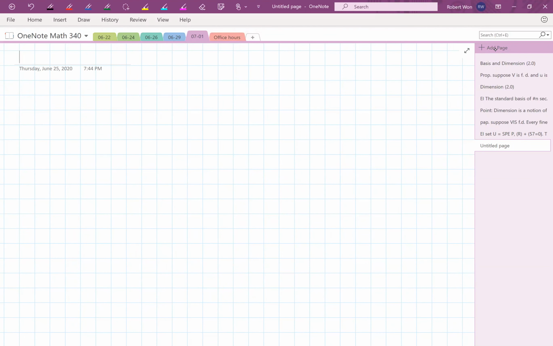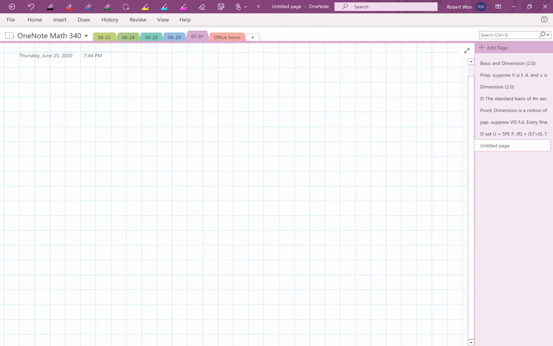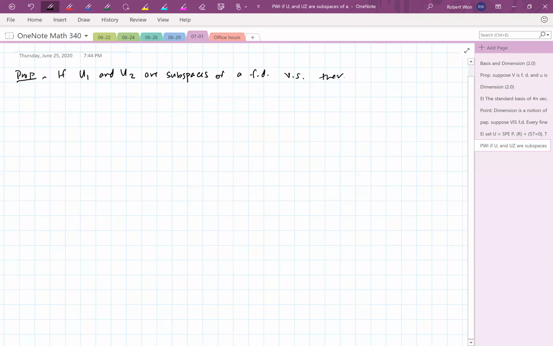Okay, the last result that we'll talk about in this section, in this chapter, is the following very useful result. If U1 and U2 are both subspaces of a finite dimensional vector space, meaning that they are also finite dimensional, then how does the dimension of the sum work? It's the dimension of U1 plus the dimension of U2 minus the dimension of the intersection. Okay, so the proof is in your book. I'm not gonna prove it for you.